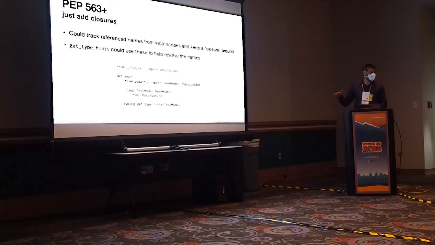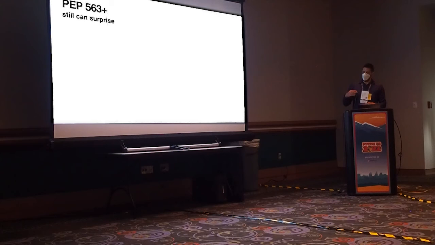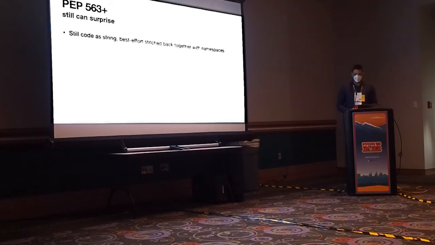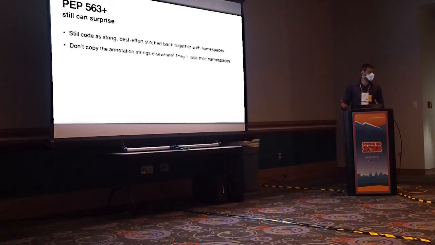Now, even with that kind of improvement, there are still going to be cases where PEP 563 is going to surprise people at runtime. It still, ultimately, is preserving code as a string, which has no useful metadata around it, and then making a best effort later on to stitch that string back together with some namespaces and hopefully come up with something that works. For instance, don't copy the annotation strings anywhere else to any other object and then later try to resolve them, because they'll lose their namespaces and it won't resolve.